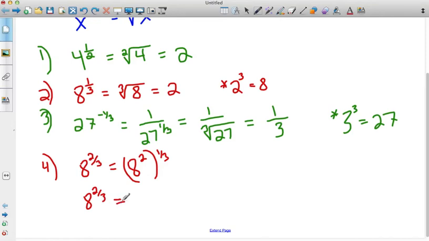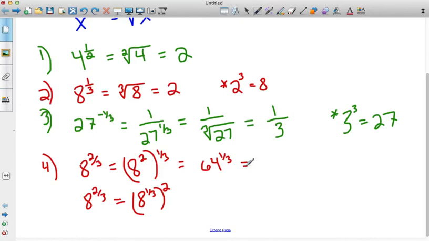The other option is to break it apart: 8 to the 2/3 is equal to 8 to the 1/3 on the inside, and what do I have to raise it to? Yep, squared. Both of these, when multiplied together, end up with 2/3. Let's see if they are equal. We'll try this route first. First off, I'm going to do 8 squared, which is 64. And then I'm left with 64 to the 1/3.